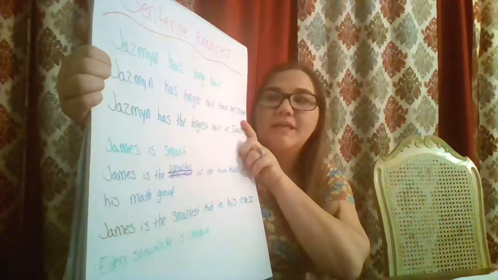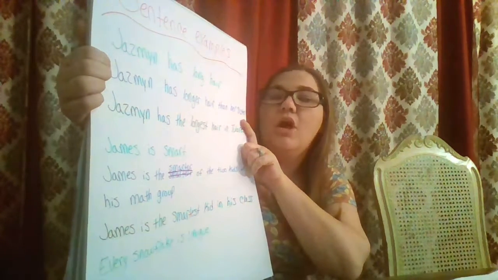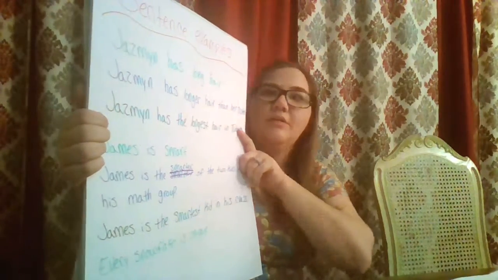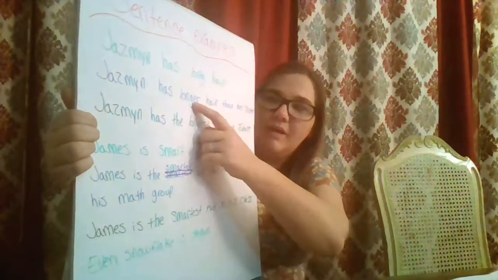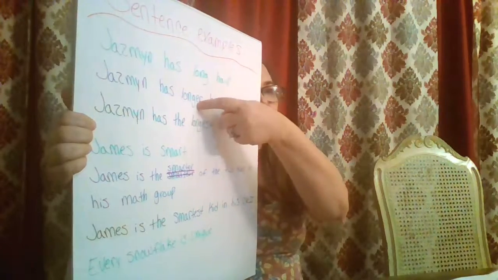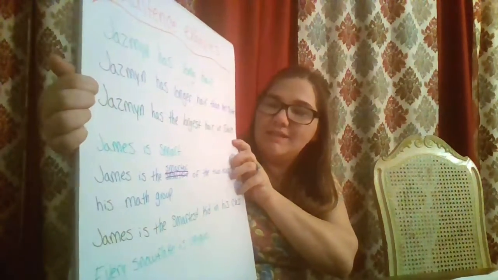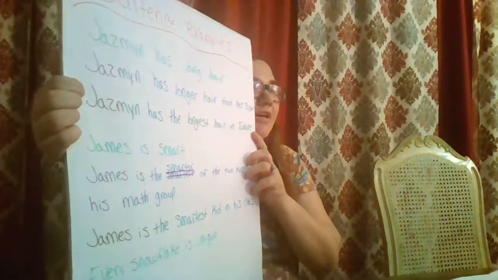Okay, so then our second sentence says Jasmine has longer hair than her sister. Okay. Comparative. Comparative. Do you know that because of the ER at the end of longer? Yes. Okay, and then we have Jasmine has the longest hair in Tulare.